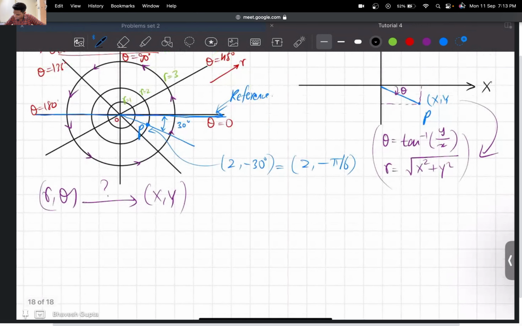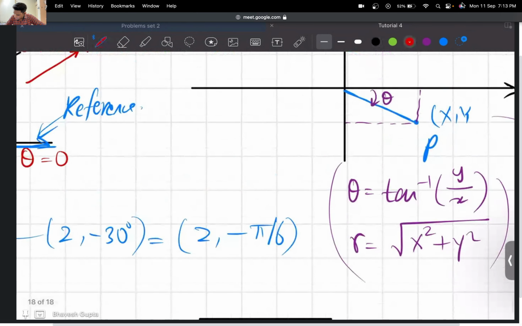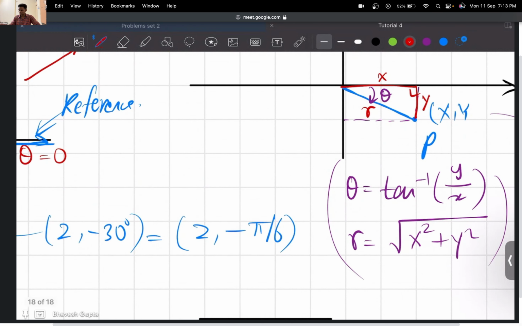In case you still didn't understand, you can see you have this right angle triangle over here. One of the perpendicular distances is x and the other perpendicular distance is y, and this turns out to be r. So this is how you do this calculation. It's simple trigonometry, nothing more.